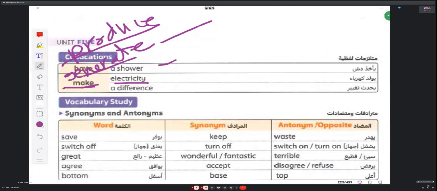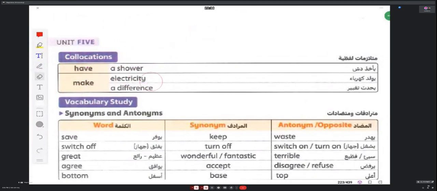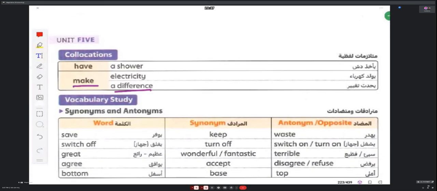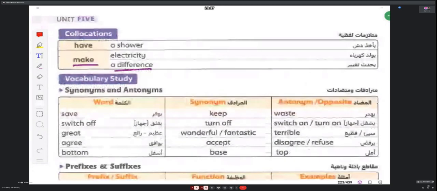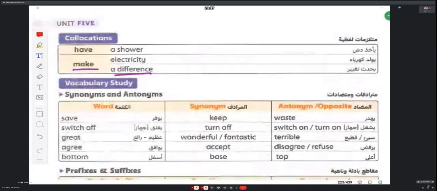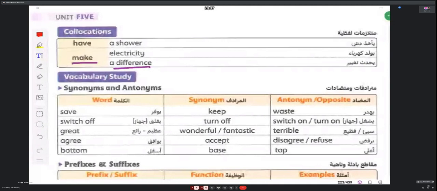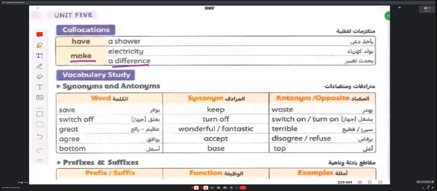To make a difference means to have a good result. So I make a change to have a good result. Make a difference. Make friends, to start making a relationship with other people. So we make friends.